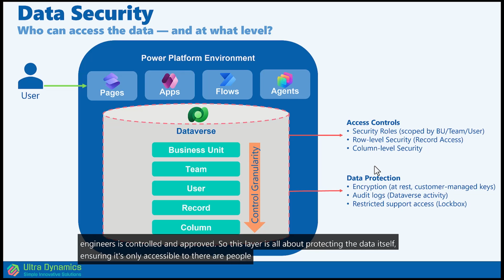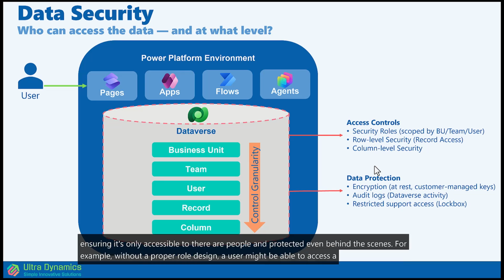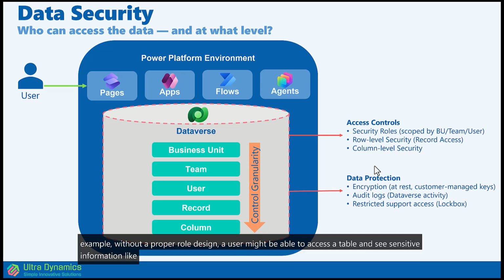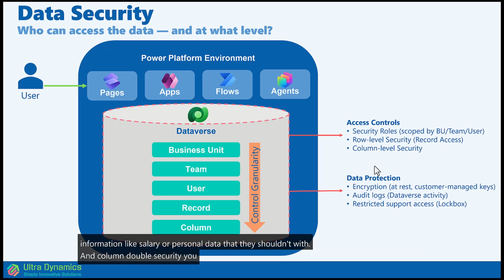even behind the scenes. For example, without a proper role design, a user might be able to access a table and see sensitive information like salary or personal data that they shouldn't. With row and column level security, you can precisely control what each user can see.